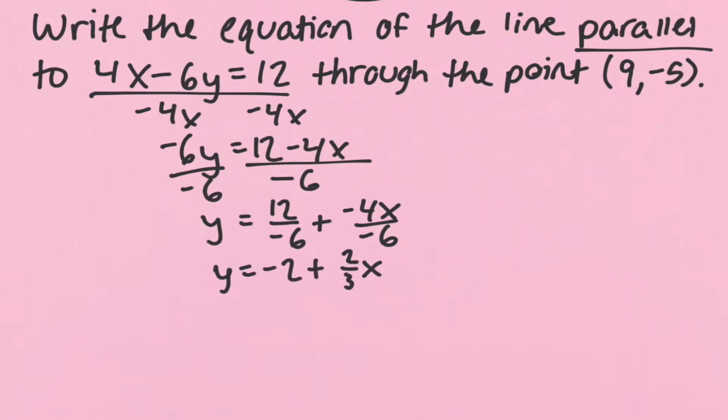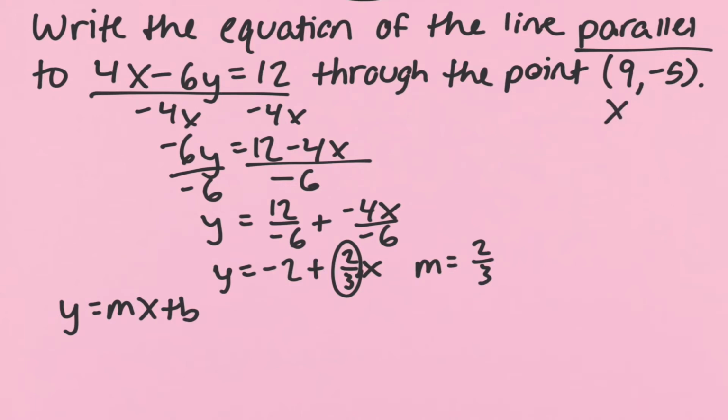We want a line that's parallel, so it has to have the same slope, so that slope is still going to be 2/3. Now when we write it as an equation, I'll just do the y equals mx plus b form. 9 is x, -5 is y.